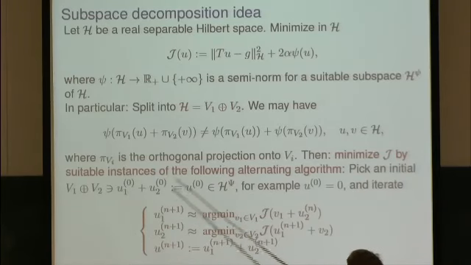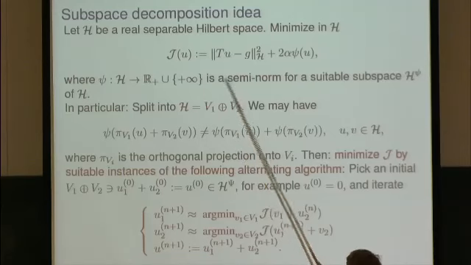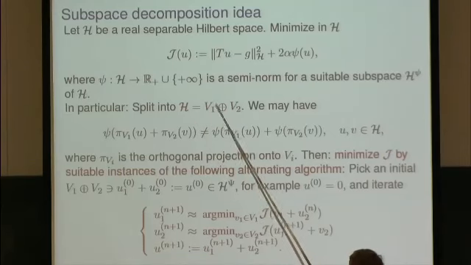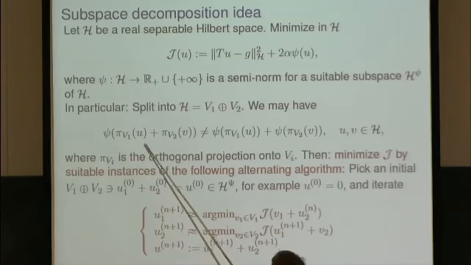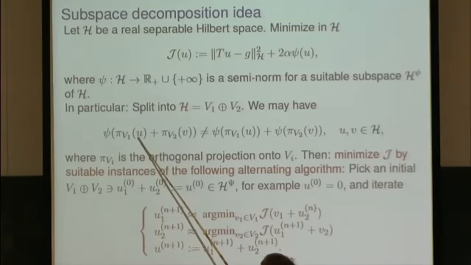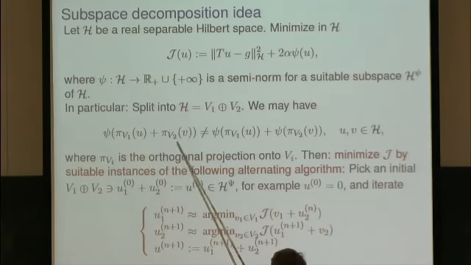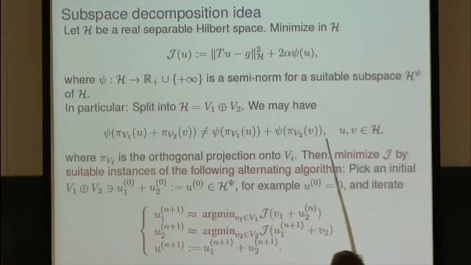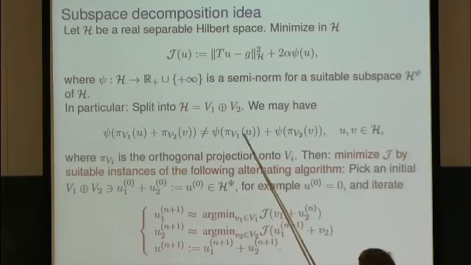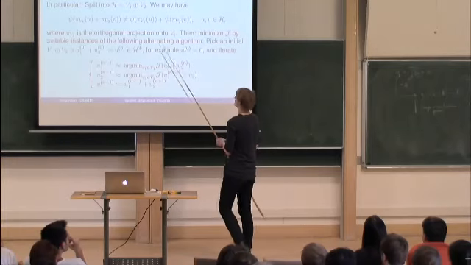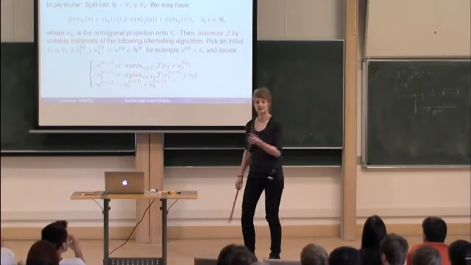And one thing that might happen is that if I split this Hilbert space H into these orthogonal subspaces, my problem might not split additively. Psi evaluated at the projection of u on V1 plus the projection of u on V2 is not the same as psi evaluated on each of these pieces. This is in particular true for the total variation.